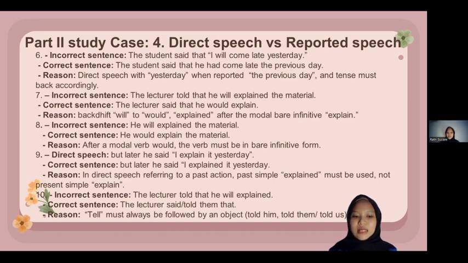And the last, number 10: the lecturer told that he will explain. The correct sentence is: the lecturer said that, or told them that, because tell must always be followed by an object, like told him, told them, and told us.